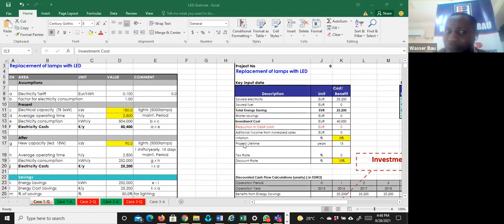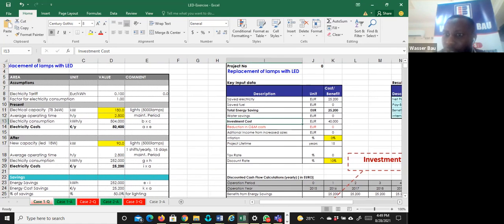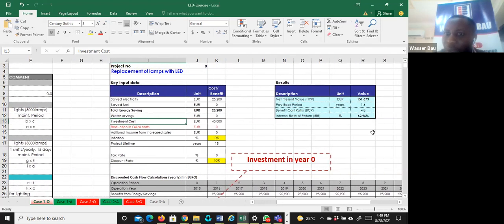What is the project lifespan? 15 years. Is there any tax rate? No. Is there any discount rate? 10%. This discount rate is interest rate. Okay, so now we will have to find these values. What is the net present value? So let me delete this one now and let's solve it together.